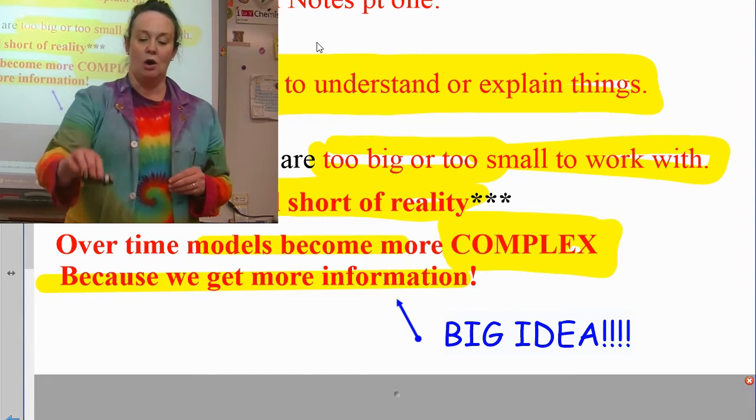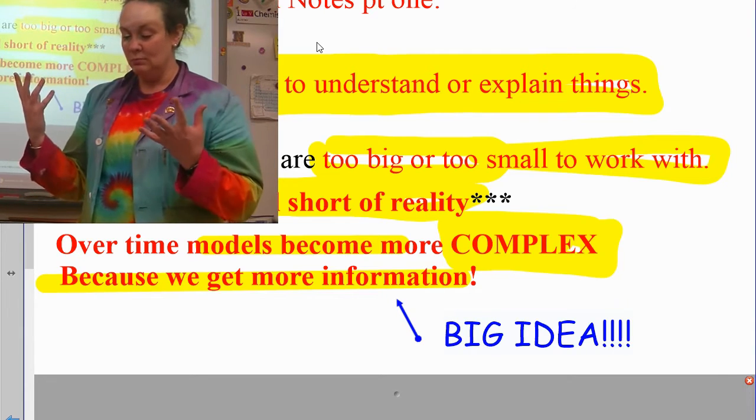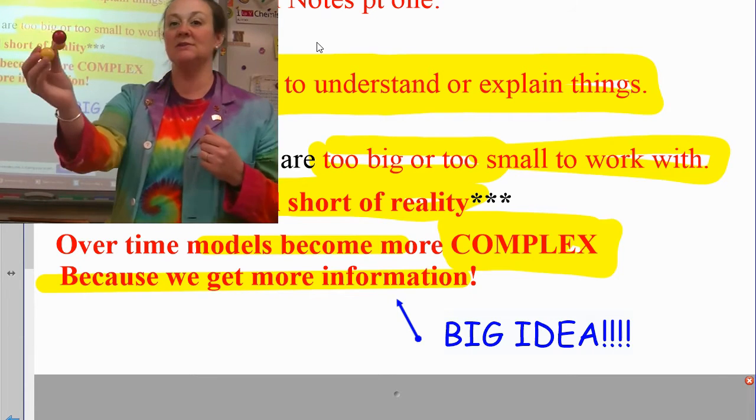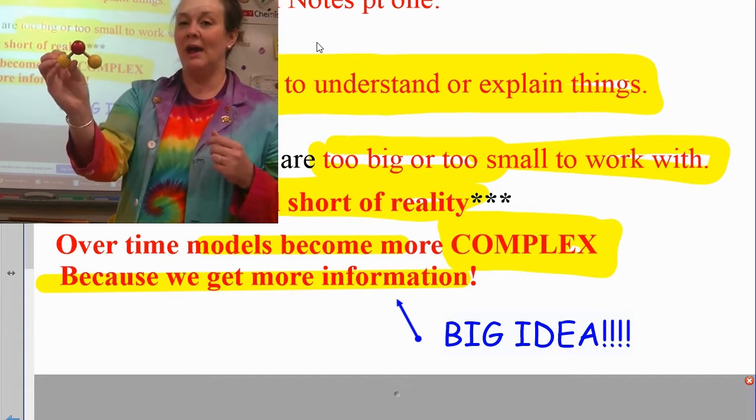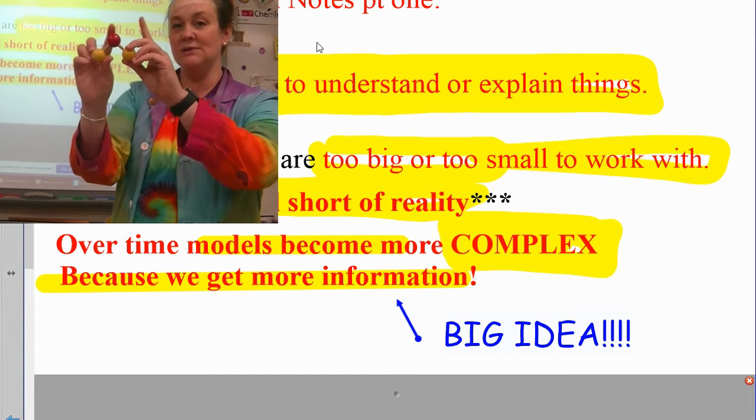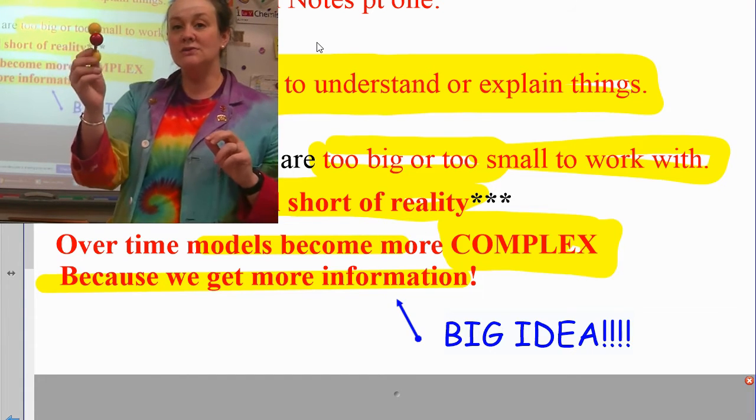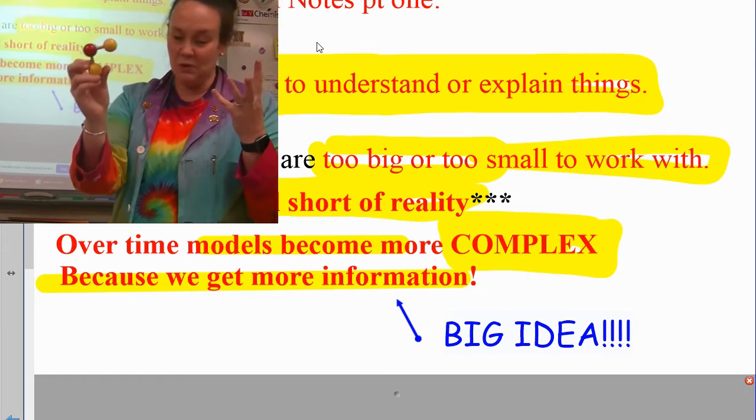Okay, awesome. So we have models like this. This is a water molecule. It has 2 hydrogens, the yellow ones, and an oxygen. So the models that we have, this is good.